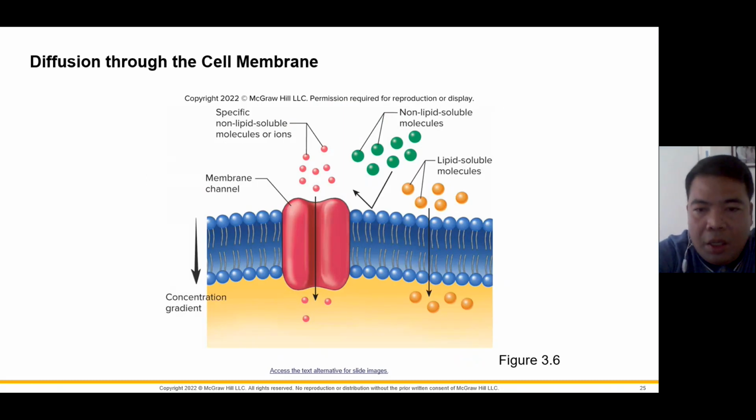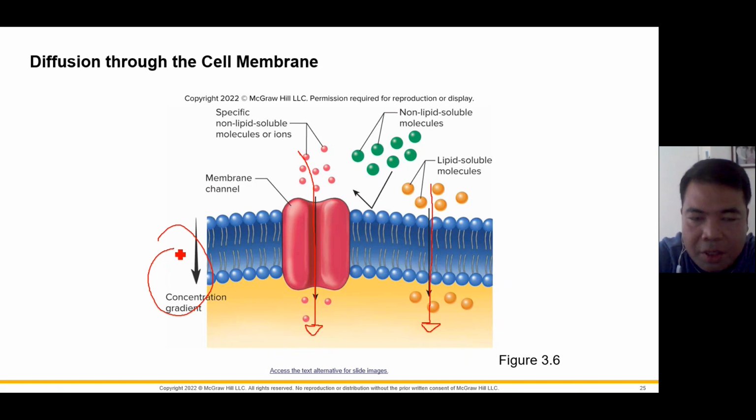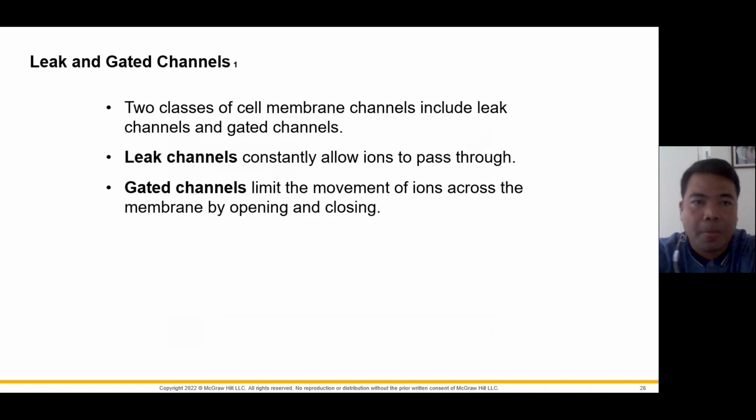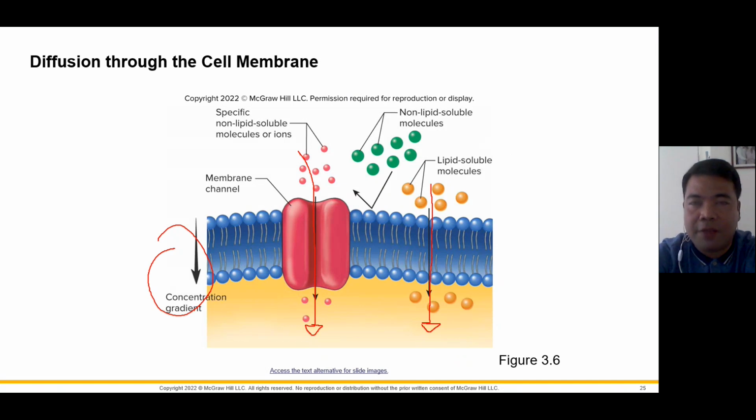This is what I'm telling you about. In simple diffusion, they simply diffuse across the cell membrane as if passing right through. In facilitated diffusion, they will need membrane channel or carrier molecules to be able to pass through the cell membrane. But their common denominator is that the movement of substances is downhill, or through their concentration gradient. So, channels on the cell membrane. Facilitated diffusion makes use of either a channel or a carrier molecule.